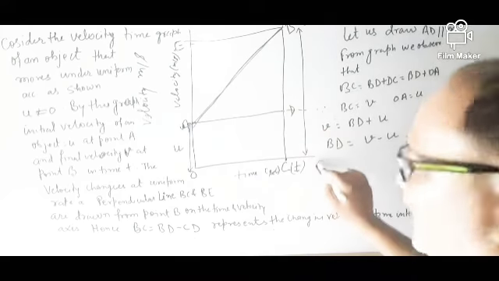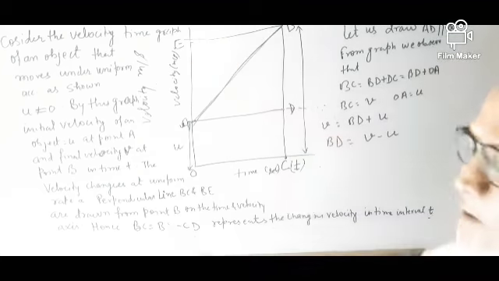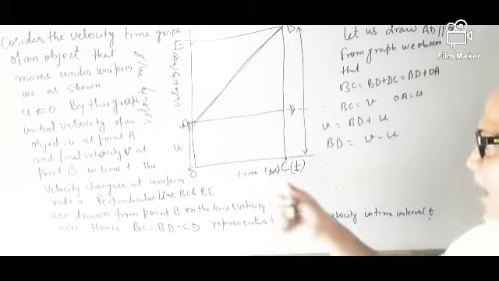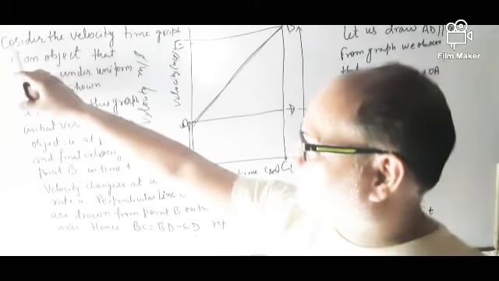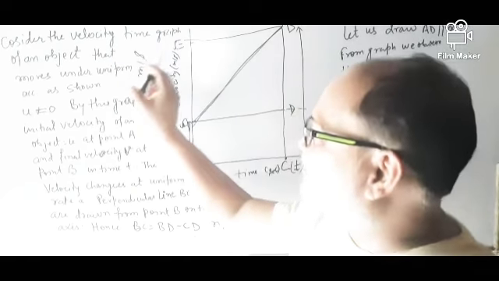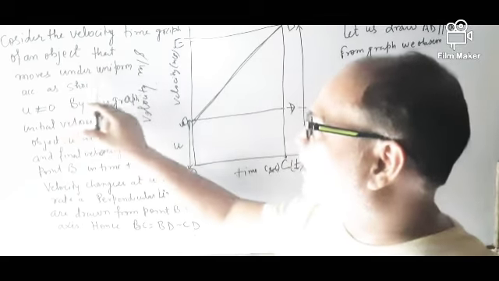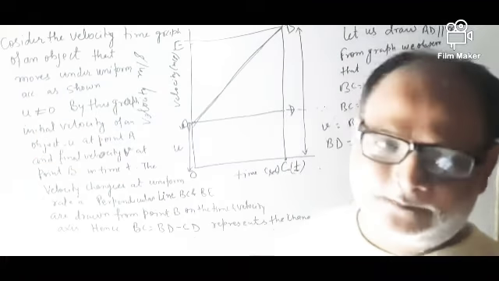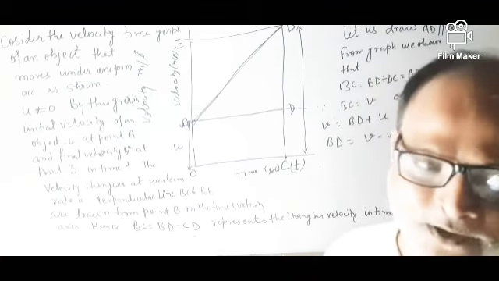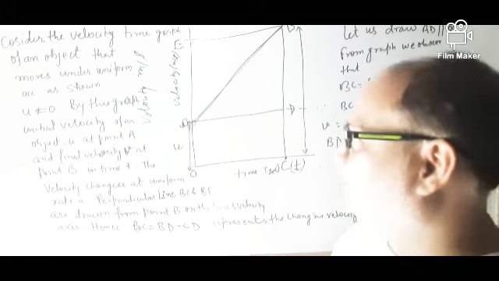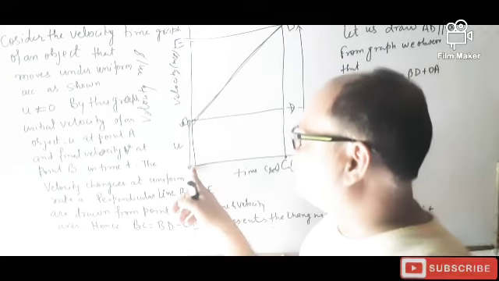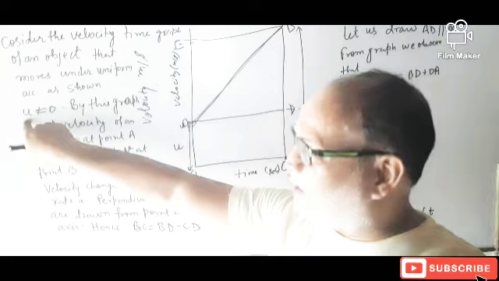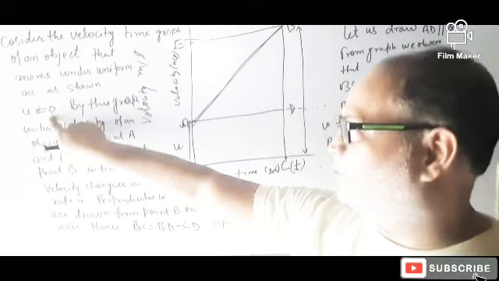On the x-axis time is represented and on the y-axis velocity is represented, velocity in meter per second and time in second. So here you see, consider the velocity time graph of an object that moves under uniform acceleration. That means the body is moving with uniform acceleration. As you see here, the motion does not start from zero, so the initial velocity is not equal to zero.